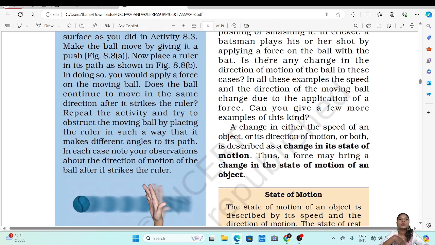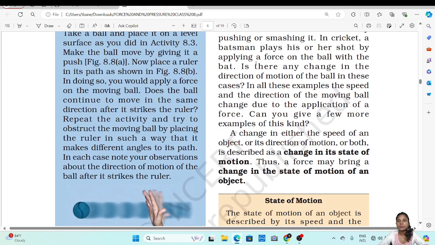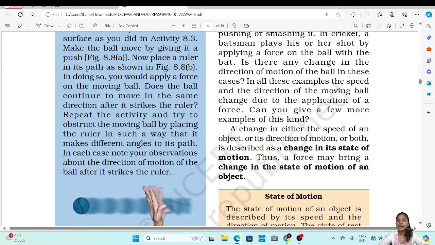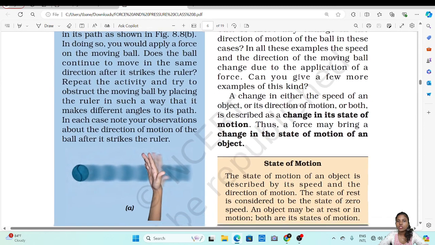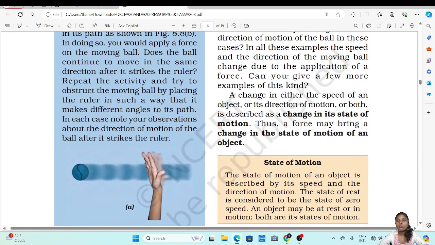In that case, say initially the ball is coming straight. The bowler throws the ball straight right at the batsman. The batsman hits the ball and that changes the direction. The moment the ball touches the bat, the direction of the ball changes and so does the speed of the ball. Is there any change in the direction of the ball in these cases? Yes. In all these examples, the speed and the direction of the moving ball change due to the application of force.